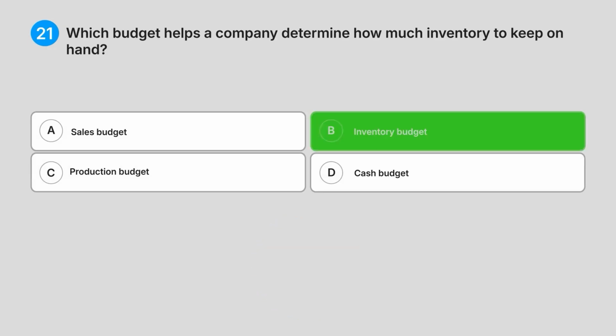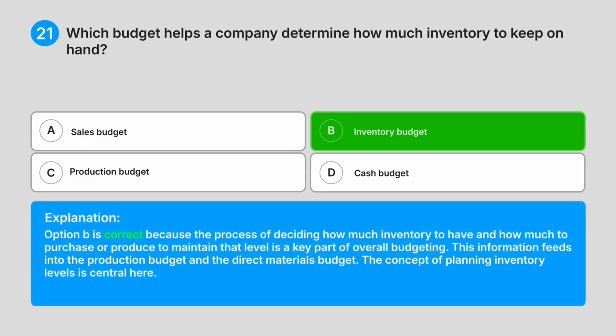Correct answer. B. Inventory budget. Explanation. Option B is correct because the process of deciding how much inventory to have and how much to purchase or produce to maintain that level is a key part of overall budgeting. This information feeds into the production budget and the direct materials budget. The concept of planning inventory levels is central here.